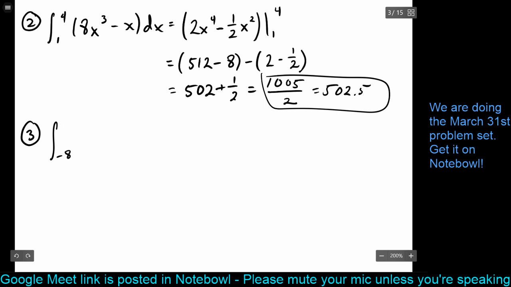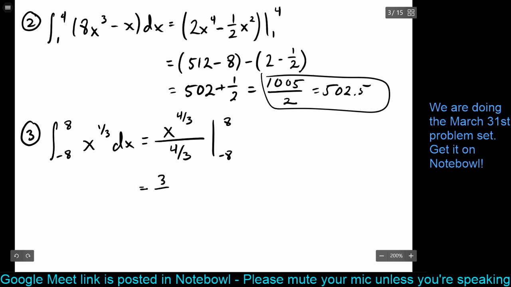So here we're going from minus 8 to 8 of x to the 1/3 dx. Again, we talked about the power rule for antiderivatives, and there's nothing stopping us from doing that. So for the antiderivative of this, we add 1 to the power, and we divide by that number. This is from minus 8 to 8. So this over 4/3 can be 3/4, and actually we can factor that all the way out and then just plug the 8 and the minus 8 into this.